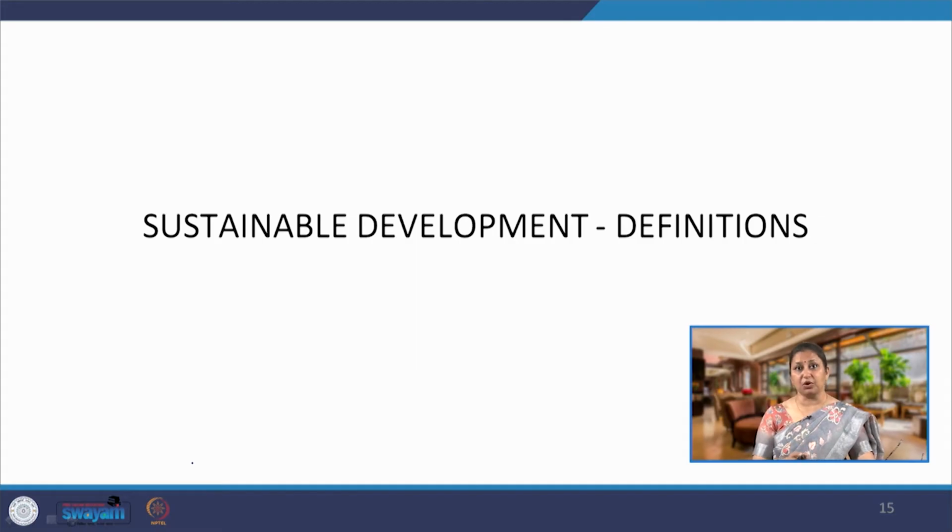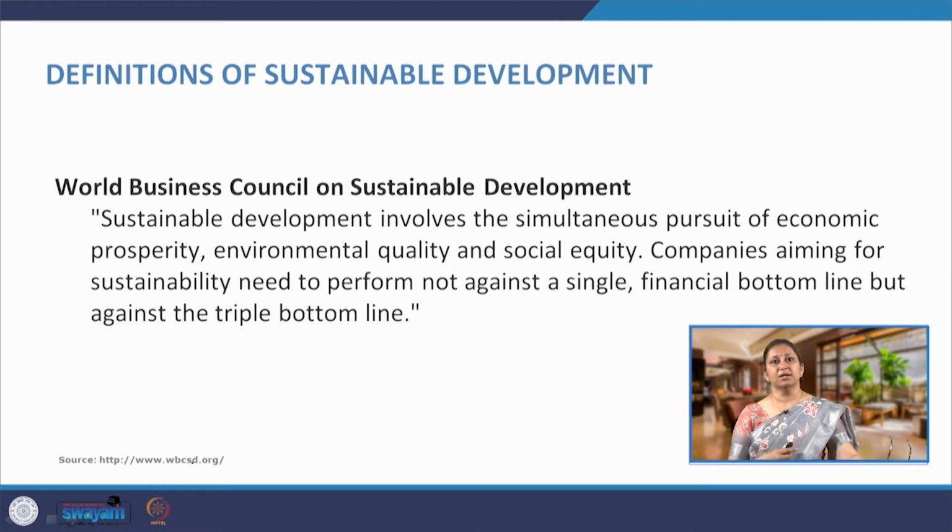I will come to all these definitions, but sustainability is the ultimate goal and the means to achieve sustainability is sustainable development. They have very similar and sometimes confusing definitions, but sustainable development as per WBCSD, the World Business Council on Sustainable Development, involves the simultaneous pursuit of economic prosperity, environmental quality and social equity. Companies aiming for sustainability need to perform not against a single financial bottom line, but against the triple bottom line, and the triple bottom line here, what we've been talking about, is environment, economy and people, society. So, all these three have to be kept in mind while aiming for sustainability.